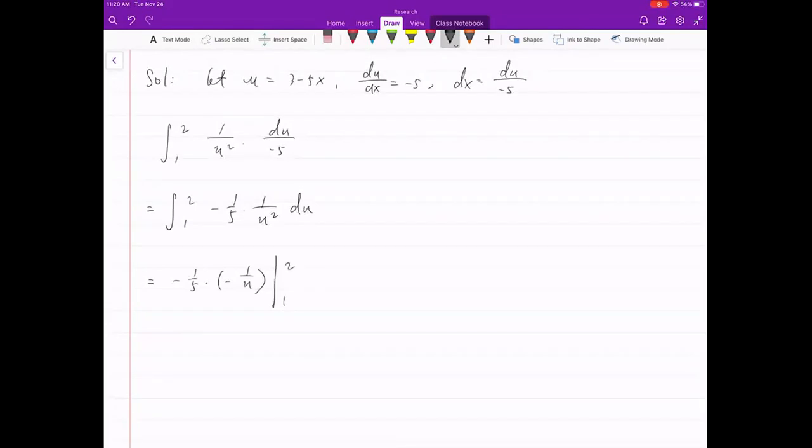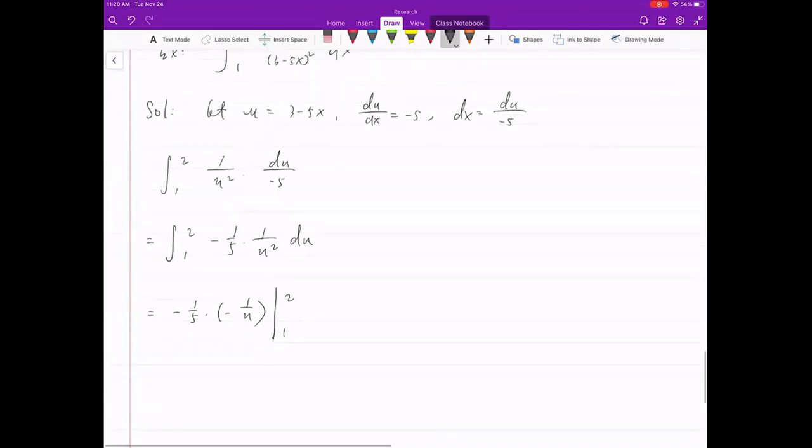Now you realize the problem. Wait a second. 1 and 2 is for x. I'm doing the variable u. I should not use 1 and 2 anymore. Okay, I should change it. u is 3 minus 5x. If x starts from 1, my u starts from negative 2. If my x ends at 2, my u ends at negative 7. So instead of this, I should do negative 5, negative 2, negative 7.